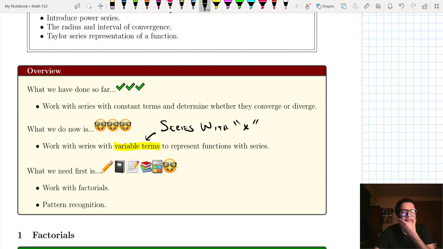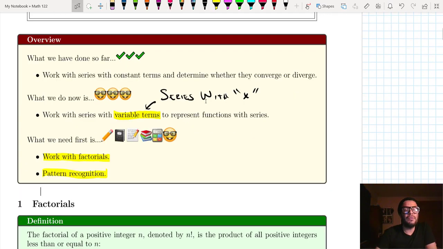Okay, so this section will rely on some of the techniques that you may have learned back in the intermediate algebra course, such as working with factorials and pattern recognition. We have done a little bit of pattern recognition when we covered infinite sequences, when we were given the list of the sequence and came up with the general term by looking at the pattern. But we're going to revisit that. And the first thing we're going to do before getting into power series is work with factorials.